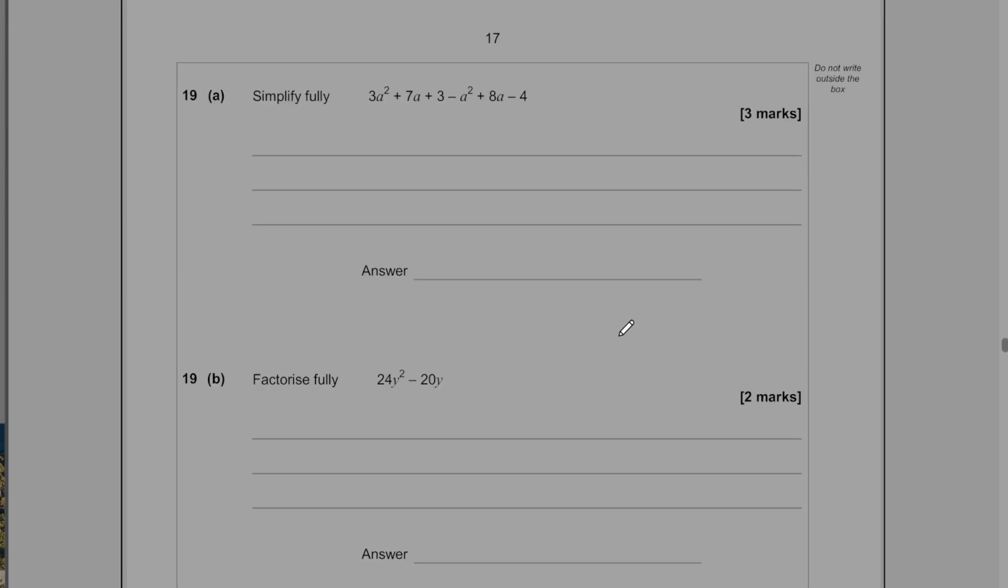Okay, question 19. Fully simplify. So we're collecting like terms here. If I collect my a squareds first of all, 3a squared minus a squared is going to give me 2a squared. I'm then going to collect my a's. So plus 7a plus 8a is going to be plus 15a. Then I've got my number parts left. Plus 4 minus, plus 3 minus 4 would be minus 1. Drawn that a particularly well.